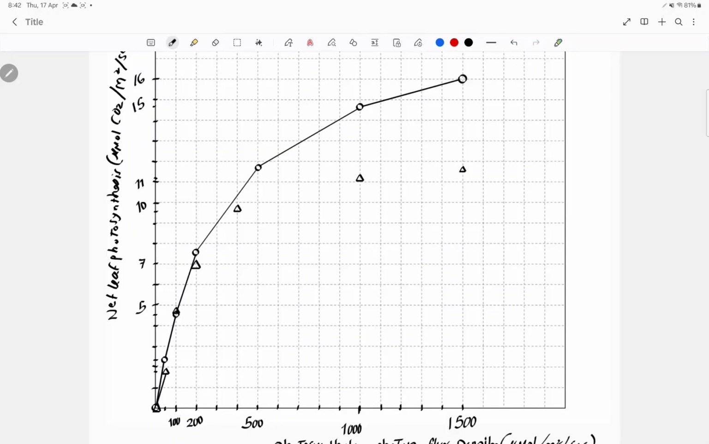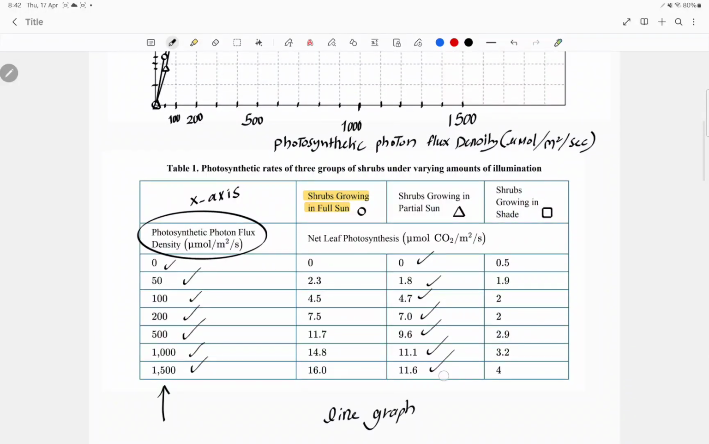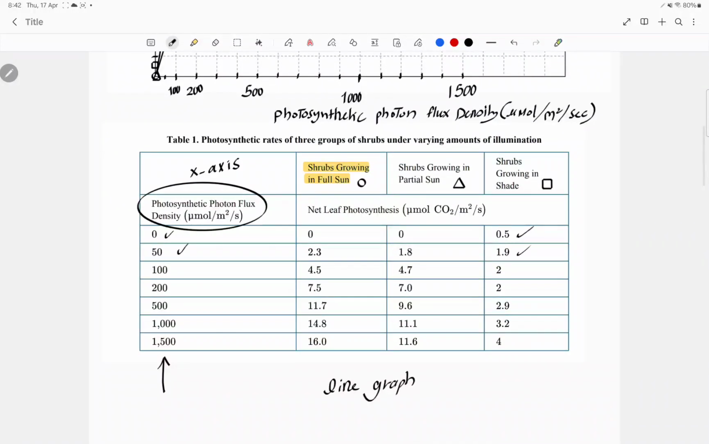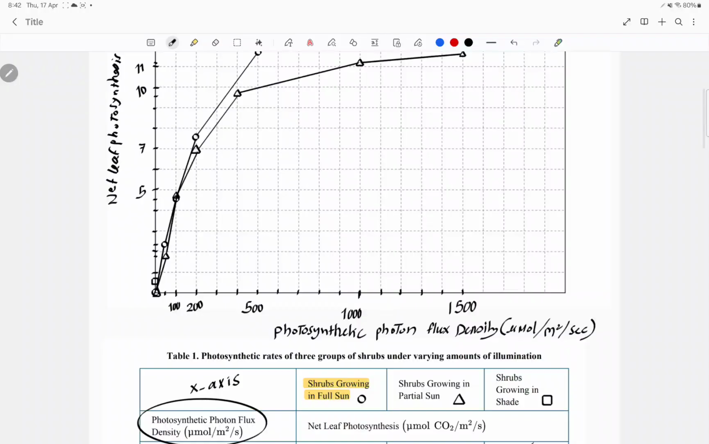So 1, 2, 3, 4. Okay. This and that. Now finally we have the square. So now we're going to do 0 and 0.5. So that would be definitely here. Now we're going to do 50 and 1.9. 50 and 1.9. It's very messy now, but it's okay.